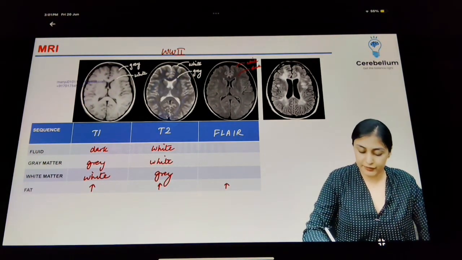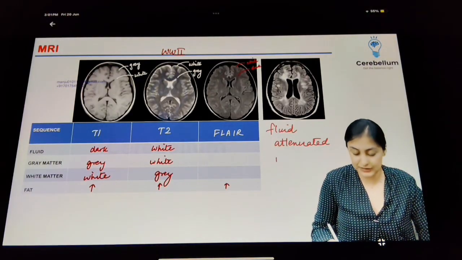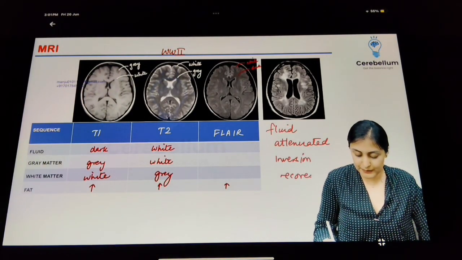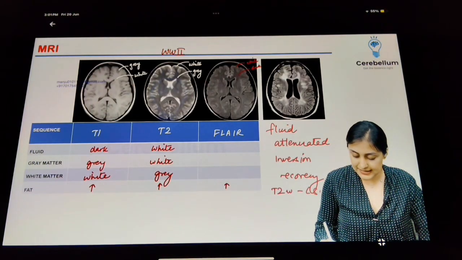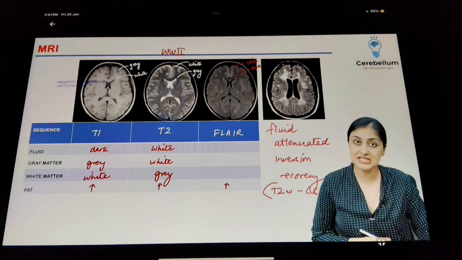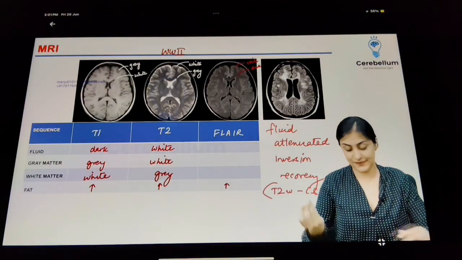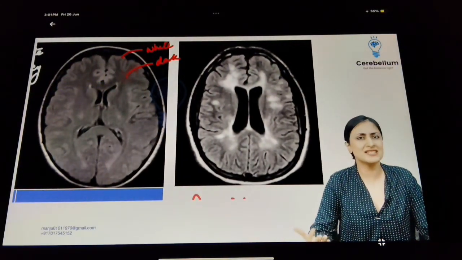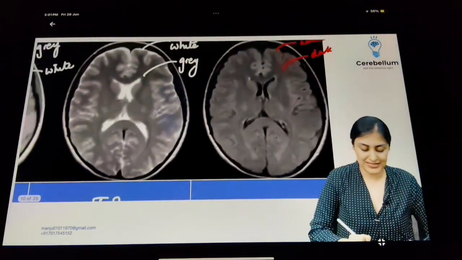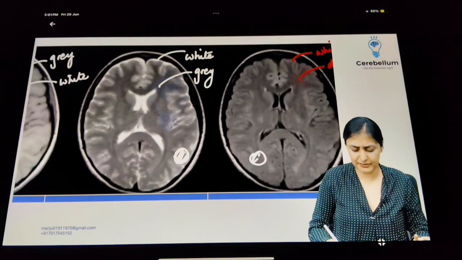FLAIR means fluid attenuated inversion recovery. I have attenuated the fluid by inversion. You don't need to remember the full form. You just have to remember that this is T2 weighted minus CSF. I have suppressed the CSF signal intensity, rendering T2 as it is minus CSF. Why, ma'am? Why did you do all this? I'll show you why. So look at these images. Let's say I have some sort of pathology, and any pathology has edema. Edema is fluid, and fluid is white on T2. So let's say this is my T2 and I have a pathology here. It will appear white and I can pick it up on a T2. I can pick it up on a FLAIR just fine.